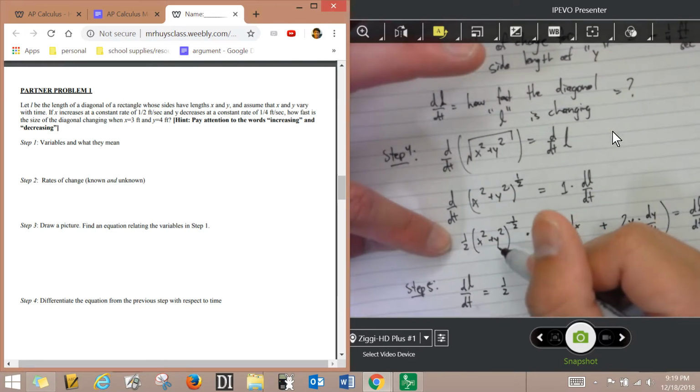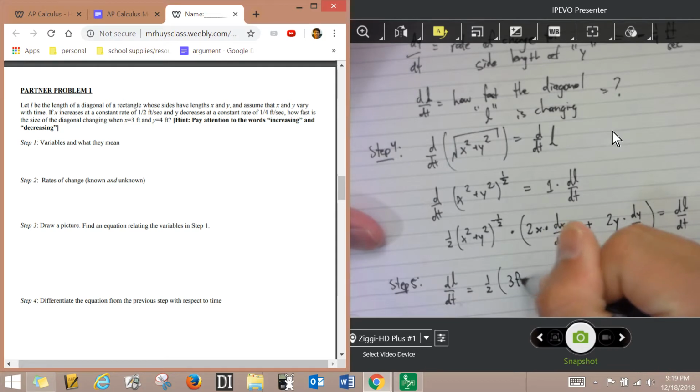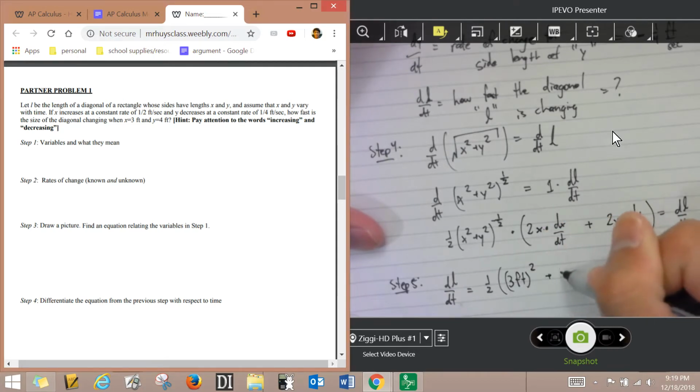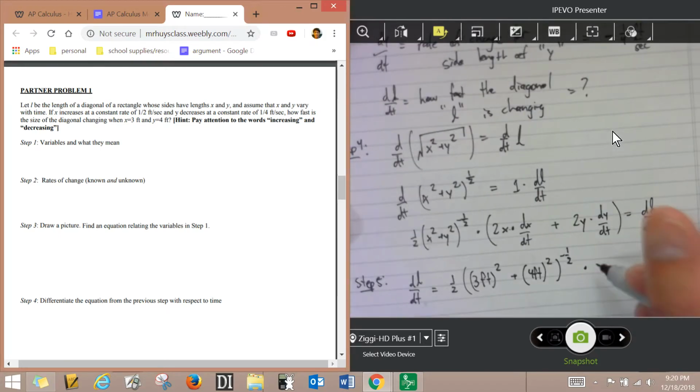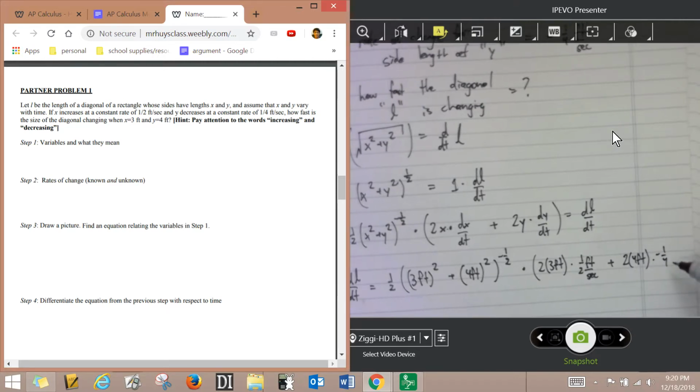Now we're substituting in values all up in here. Of x is 3 feet squared plus 4 feet squared, to the negative 1/2 power, times 2 times 3 feet, times dx over dt, which I established as 1/2 foot per second, plus 2 times 4 foot times negative 1/4 feet per second.